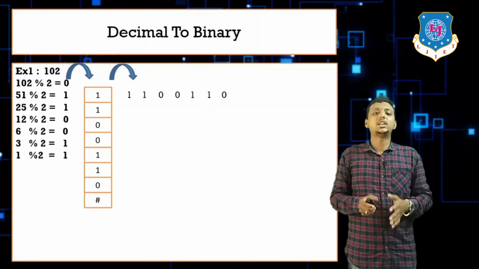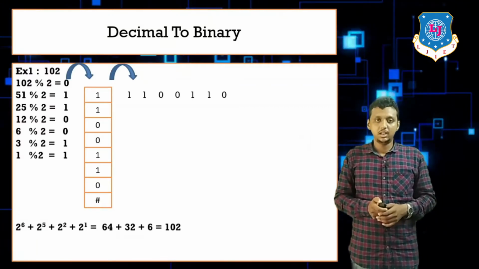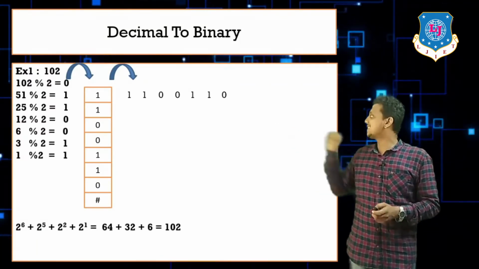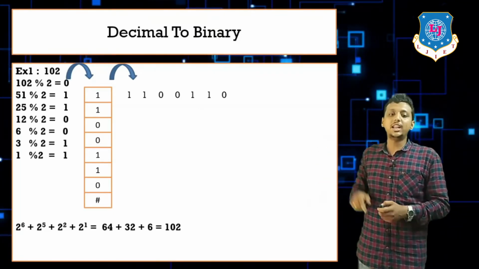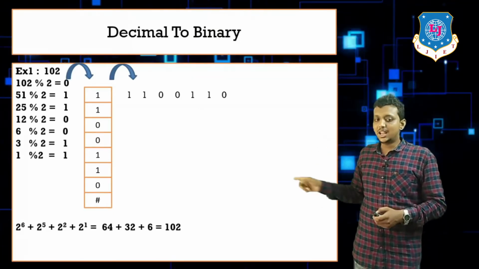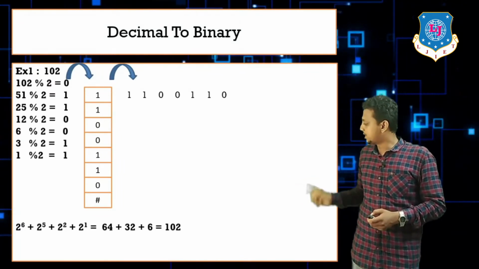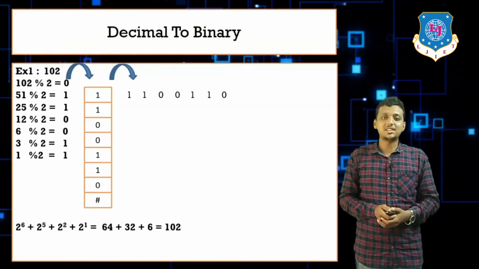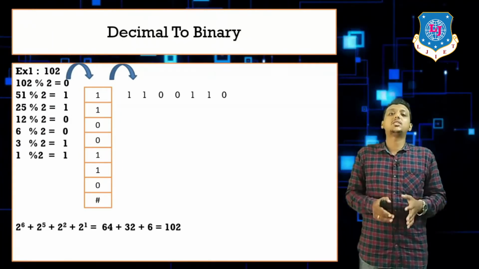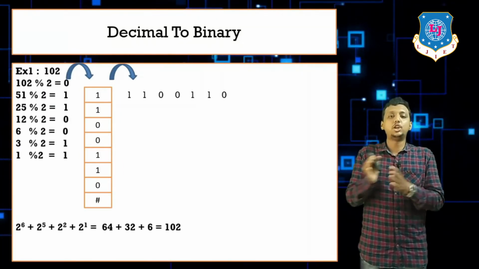Then append together, this becomes the final binary. If you just calculate the decimal number from this binary number, students, you will get the answer you already have, which is 64 plus 32 plus 6 becomes 102. So fine, you get your answer. Like this, students, you can convert your decimal number into binary.